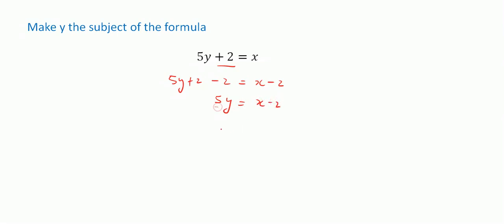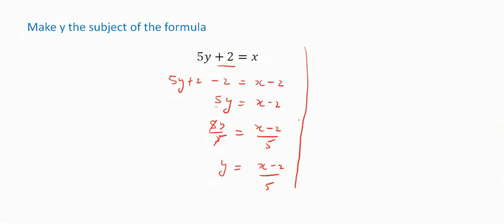In order to get rid of this 5, we need to divide both sides of the equation by 5. So we end up with 5y over 5 is equal to x minus 2 over 5. The 5's cancel, so we end up with y is equal to x minus 2 over 5.